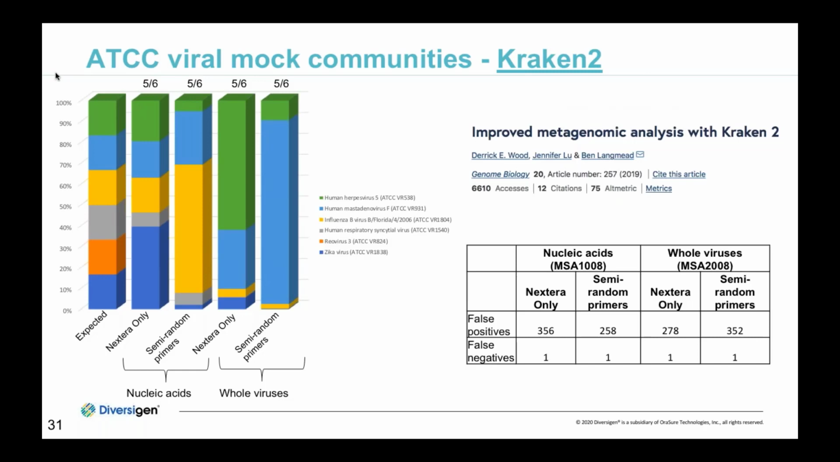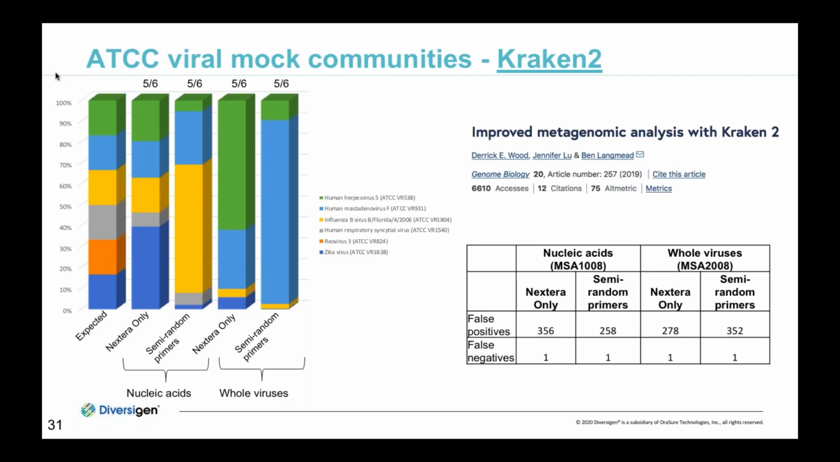Let's take a look at the Kraken2 results. Kraken2, just to give you an overview, is a k-mer-based analysis tool. The second version, unlike the original Kraken, suggests that it has a greater sensitivity for virus detection. Again, here on the left side of the plot, I'm showing you the expected proportions of the viruses in the mock communities, followed by the results of the different arms of the study.